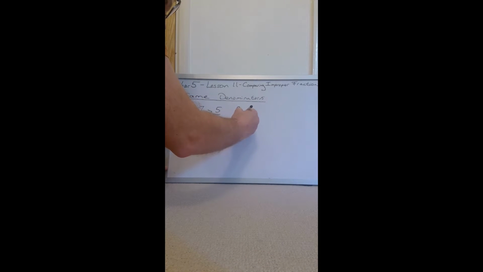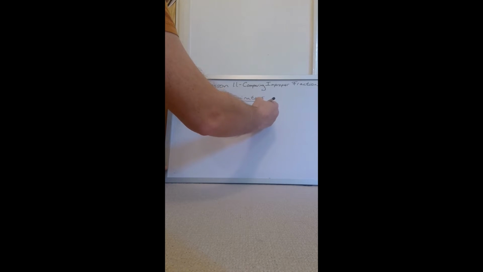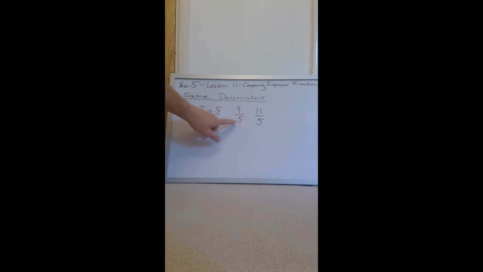Another example would be 9 fifths and 11 fifths. Once again, denominators are the same, so I look straight away at my numerator. I can see clearly that 11 is a larger number than 9, so I know that 11 fifths is greater than 9 fifths, so I need to put my symbol in here to show that. So same denominators for improper fractions are fairly straightforward. You only need to look at the numerator to work out the answer.